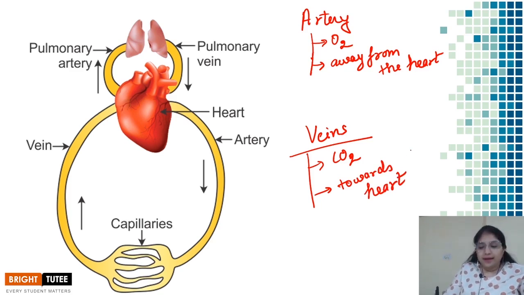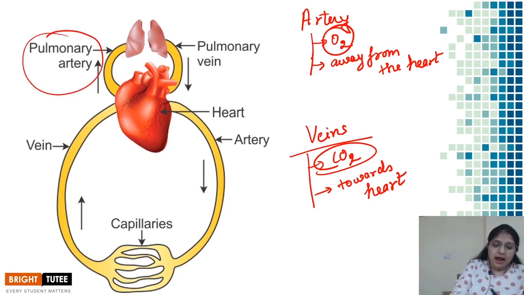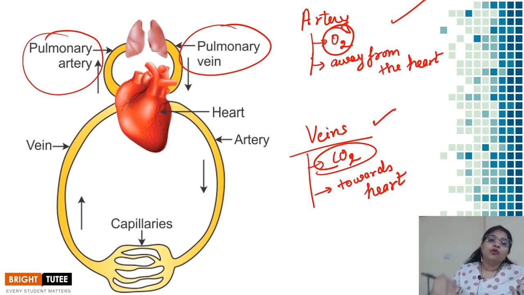But there is an exception to this rule, right? What is the exception? The exception is the pulmonary artery and pulmonary vein. What is the difference between the two? Always remember, one rule remains constant, that is, in an artery the blood will always flow away from the heart, and in a vein the blood will always flow towards the heart. So when we are talking about the pulmonary artery and pulmonary vein, this rule remains constant.